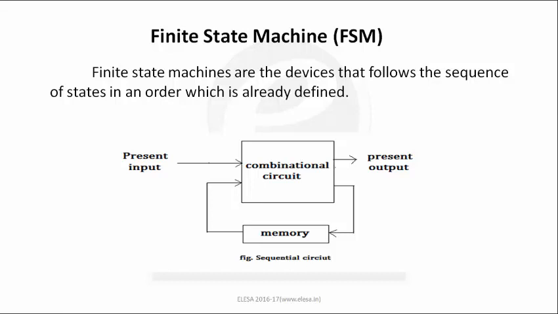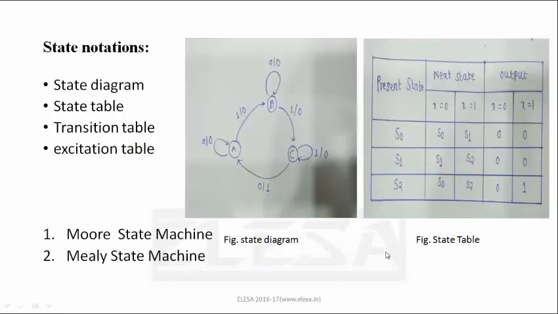The finite state machine consists of two blocks, that is the combinational circuit and the memory. The memory is used to store the status of the logic, and the combinational logic circuit again includes two elements which we will see later. Finite state machines are represented by state notations like the state diagram, state table, transition table and excitation table.